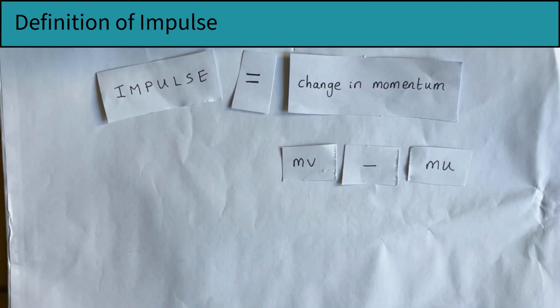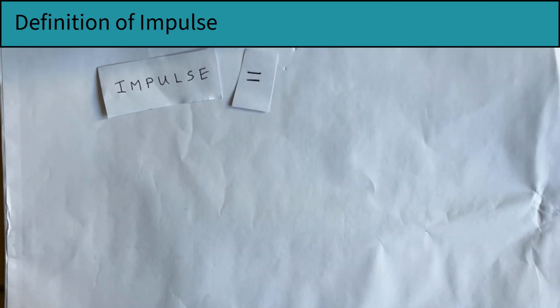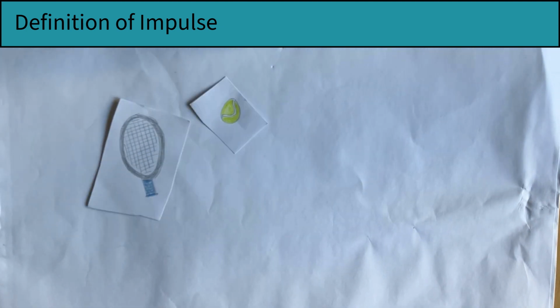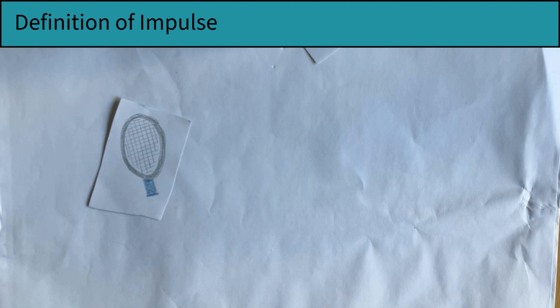Although the mv minus mu formula is more useful, force times time is actually quite nice to represent in real life. You might say hit a tennis ball. You are hitting it with a force for a very short amount of time, and that is what impulse represents.